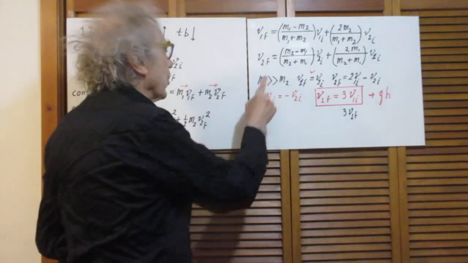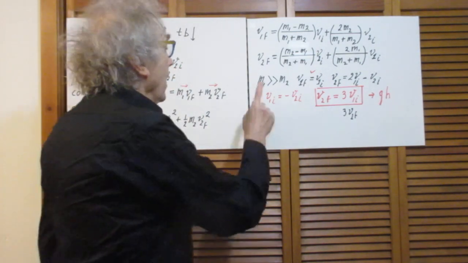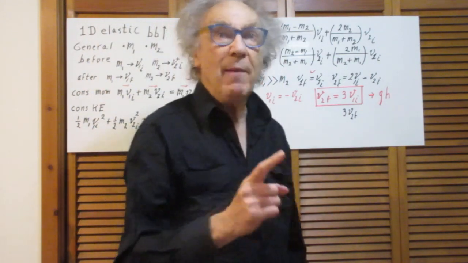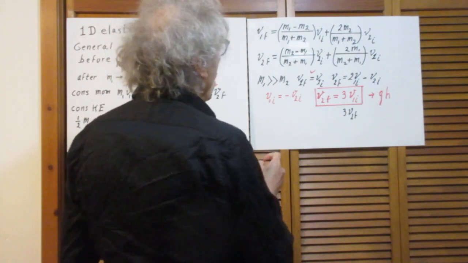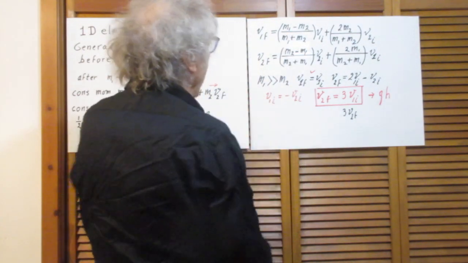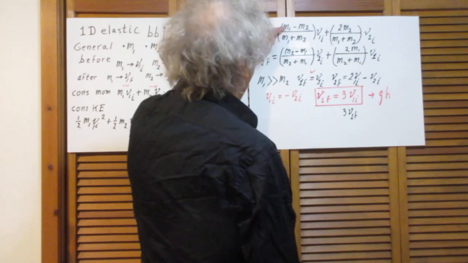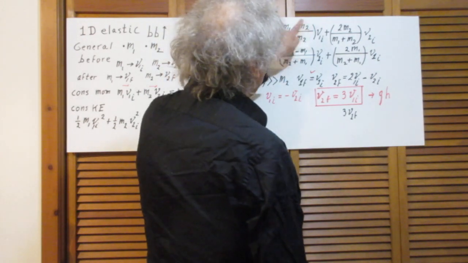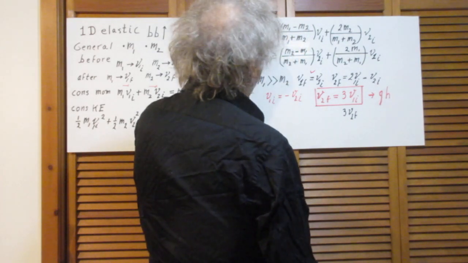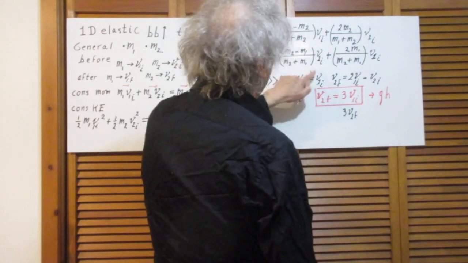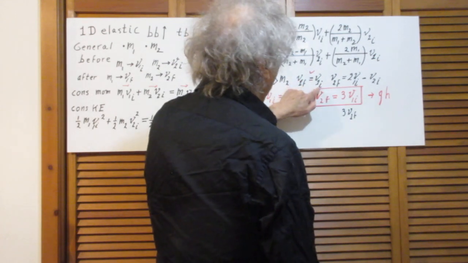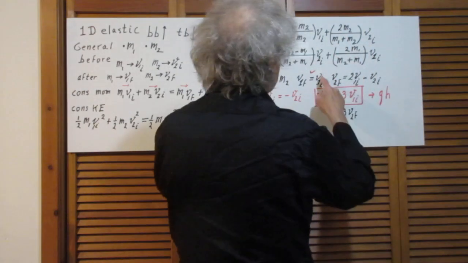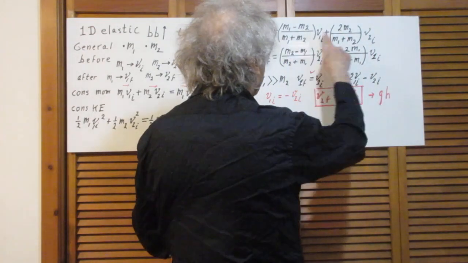Now comes a key moment. Since M1 in our case is much larger than M2, look now at this equation. If M1 is much larger than M2, then this is 1. And so V1F is V1I. If M1 is much larger than M2, this is 0. So this is the result from this.